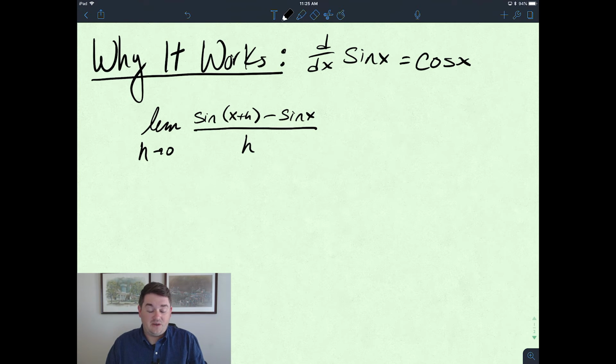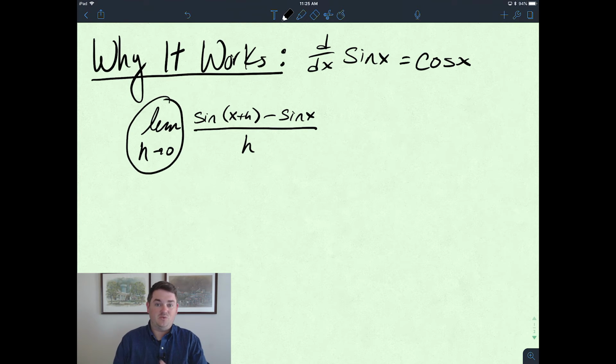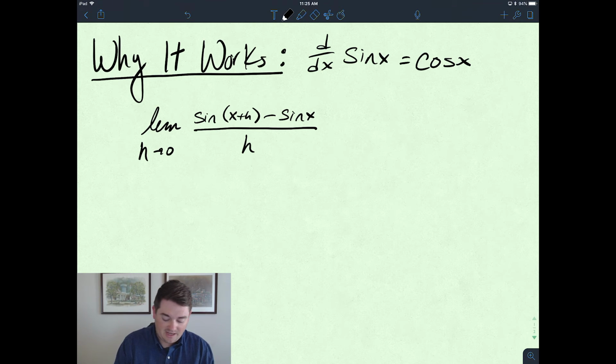all over h. And what we're going to do is use some trigonometric identities and some algebra to rewrite this so that it can be evaluated to equal cosine x. So I'm going to ignore the limit part of this. I'm going to rewrite this expression for a while, and then we'll come back and evaluate the limit at the end. So the first thing that you need to recognize is that we have a formula, you probably learned it in pre-cal, to expand sine of x plus h.